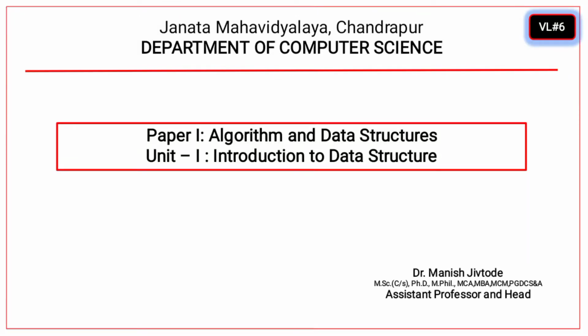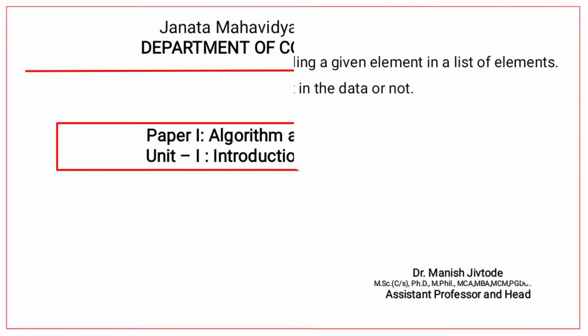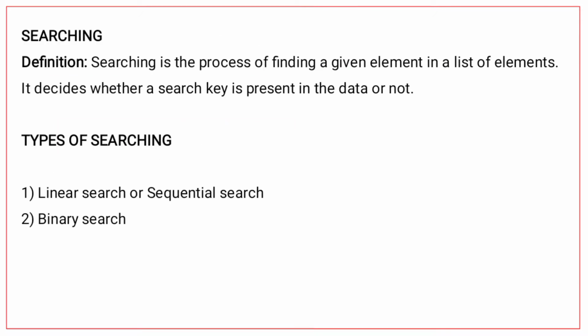Topic is search. What is search? Search is the process of finding a given element in a list of elements. It decides whether a search key is present in the data or not. In other words, searching is the process of locating given value position in a list of values.